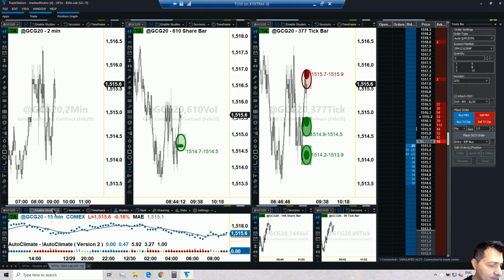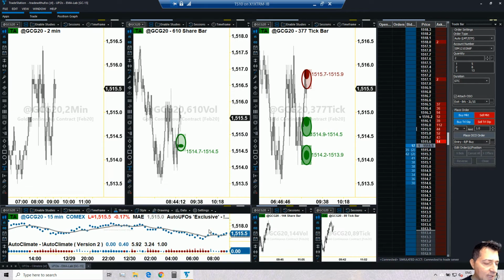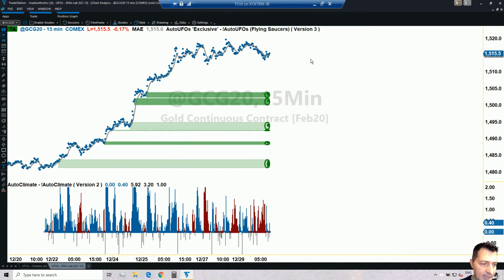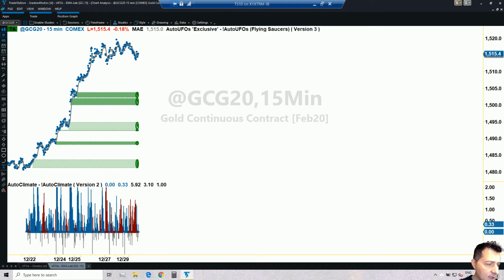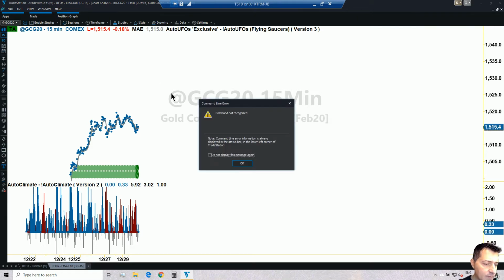Now, targets. Let's look for targets. Okay, I'm activating AutoUFO in the 15-minute time frame, looking for the target. Okay, and it doesn't seem that we have anything overhead. Okay, so I want to check where we're at in the daily time frame.